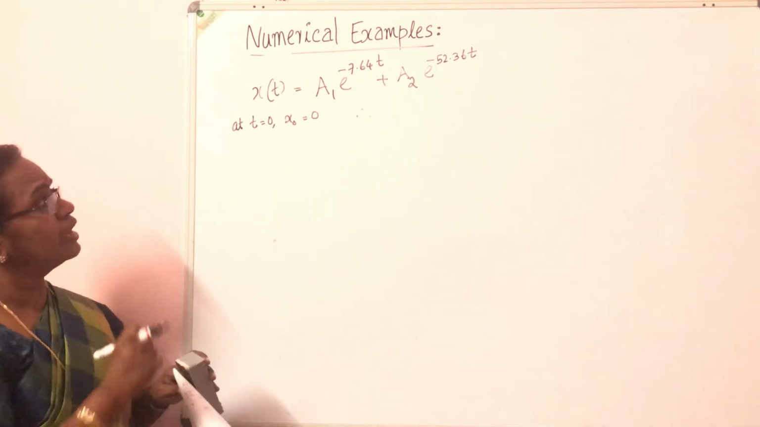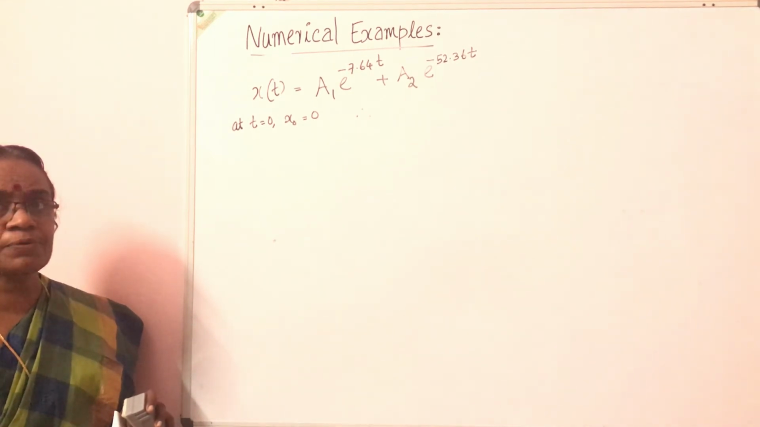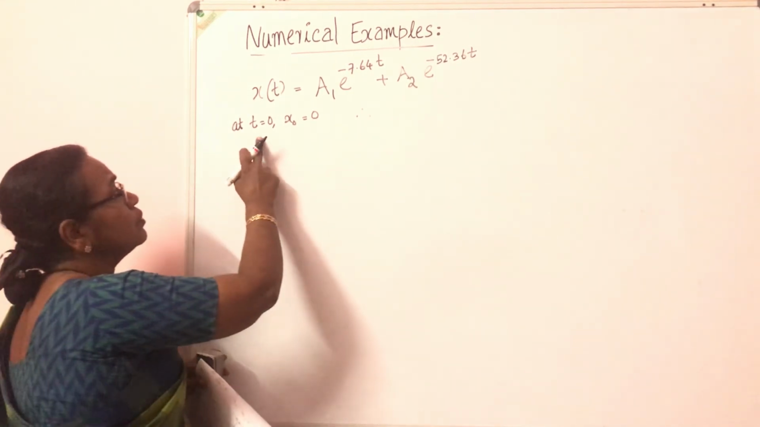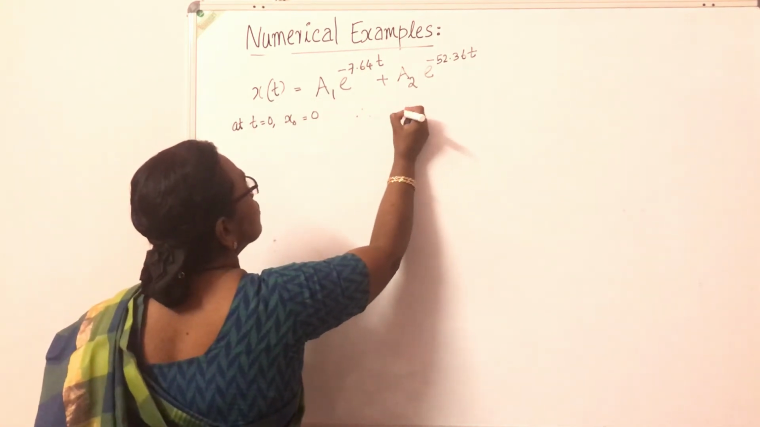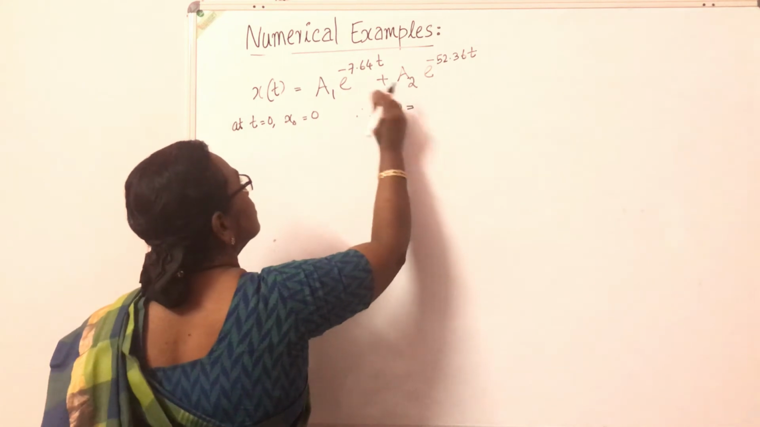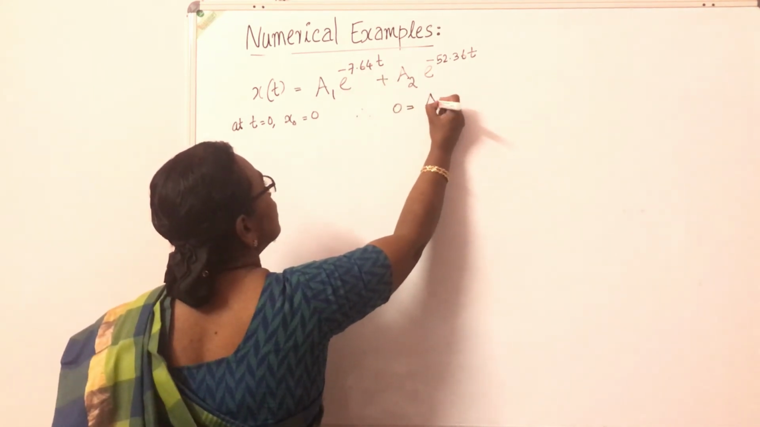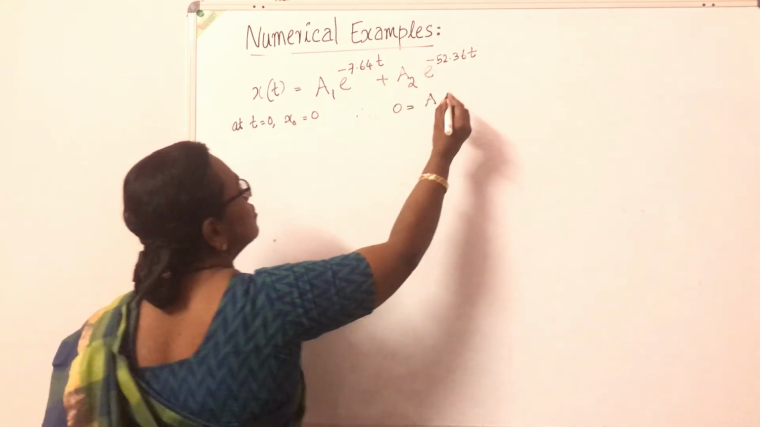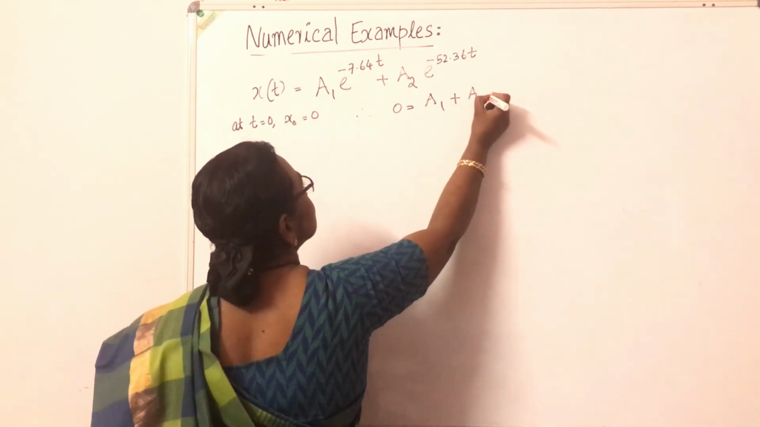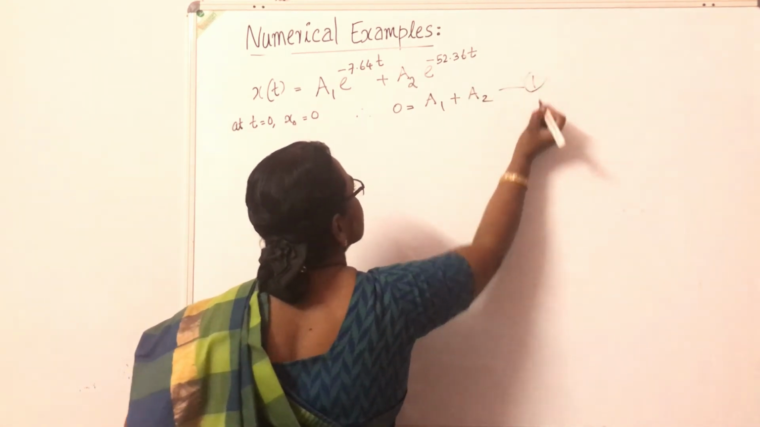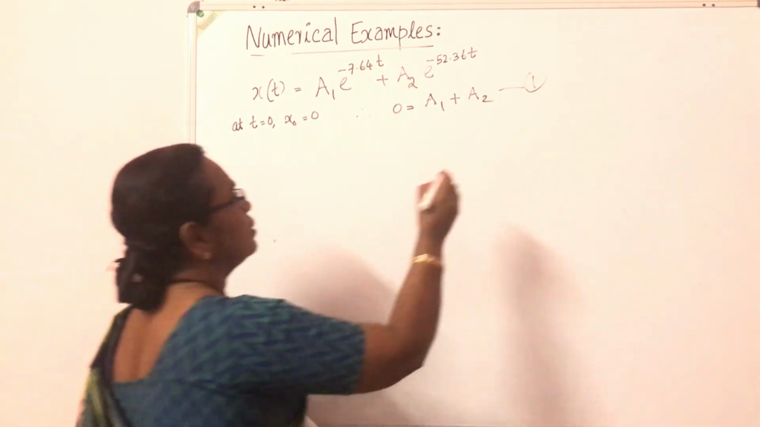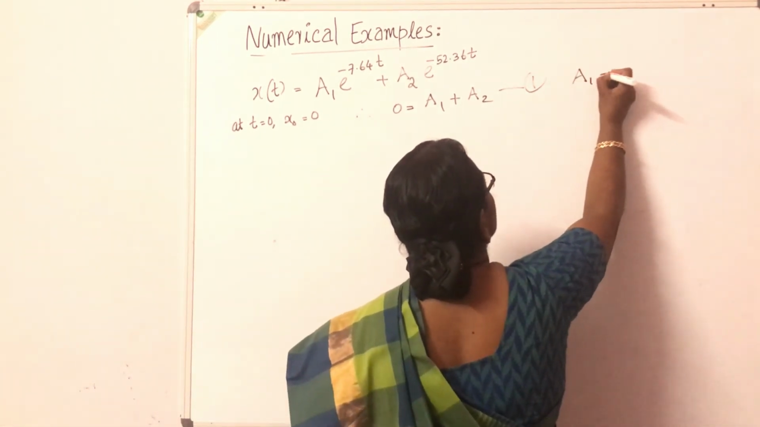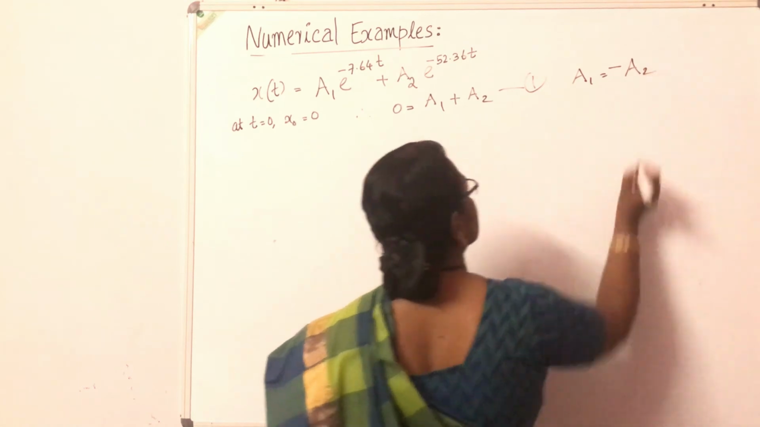So next we are going to evaluate the constants a1 and a2 in this expression. At t is equal to 0, x0 is equal to 0. Substituting, 0 is equal to a1 e raised to 0 plus a2 e raised to 0, so a1 plus a2 is equal to 0. That is the first equation. From that we can write a1 is minus of a2.